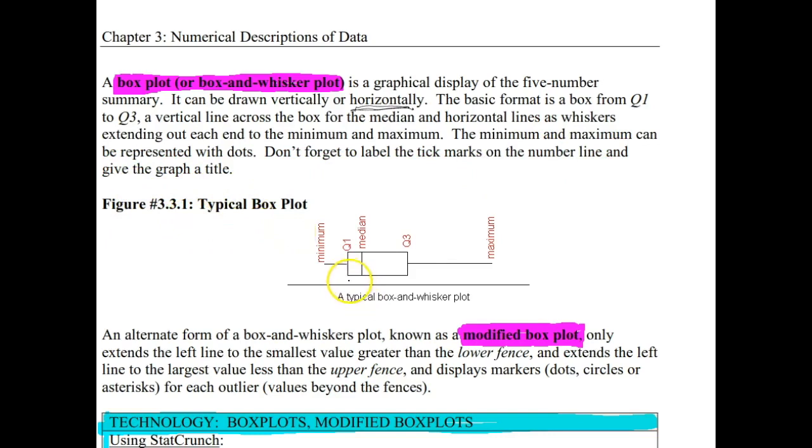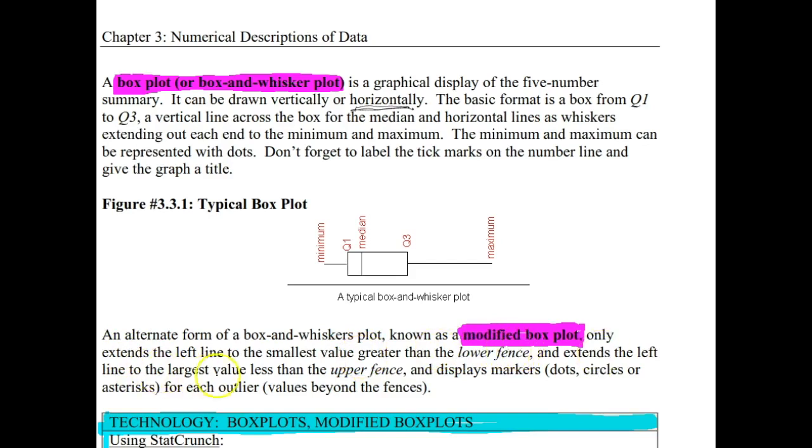So again, we can see that we have this box that goes from Q1 to Q3, okay, and with the median in between. So again, all of these would be reflective over a value down here on the number line. And then again, we would extend a whisker down to the minimum and another whisker on the right side up to the maximum. So an alternate form of a box and whisker plot, which is actually going to be more useful to us in this course, is known as a modified box plot.